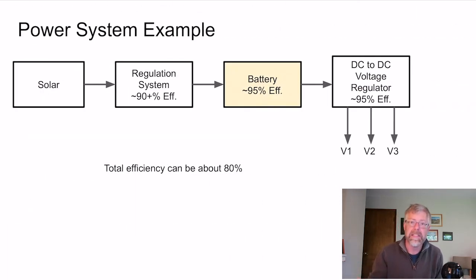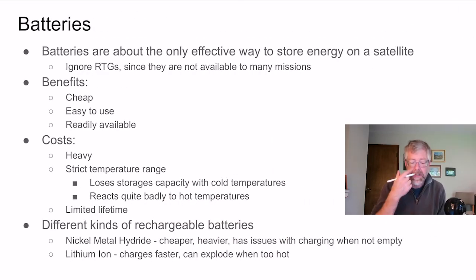Let's talk about batteries. Batteries are one of the only effective ways to store energy on a satellite or in a remote system. We're going to ignore RTGs. We talked about them in another presentation, but we'll skip those. Batteries are relatively cheap and relatively easy to use, and they're very, very available now because of cell phones and power tools and all sorts of stuff like that. You can buy batteries all over the place.